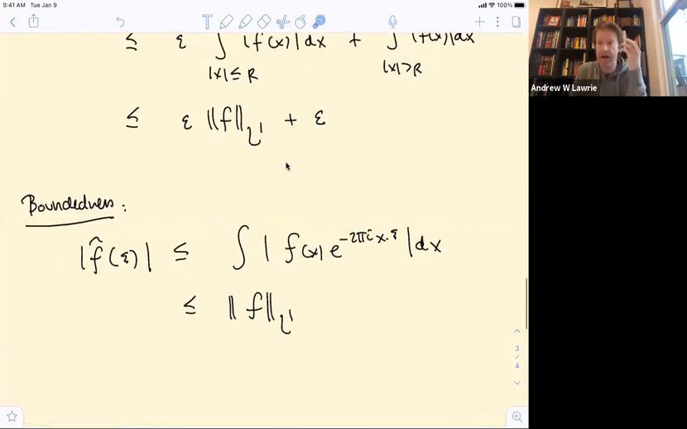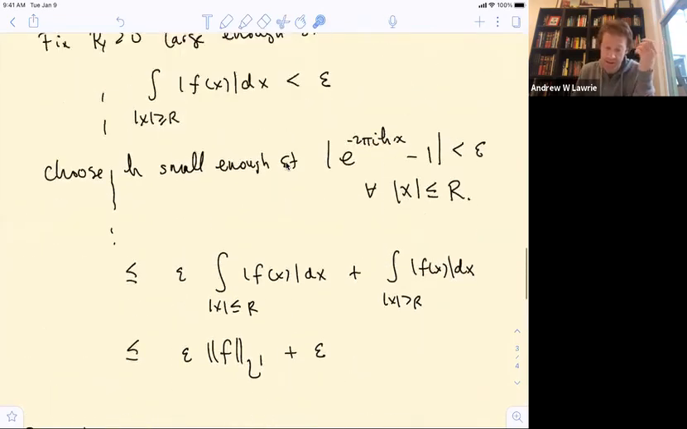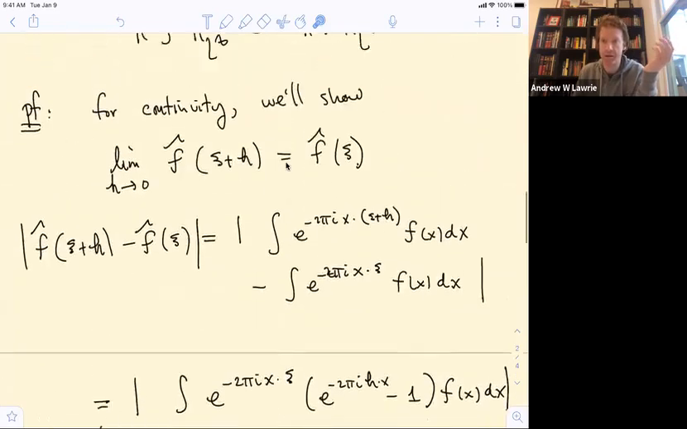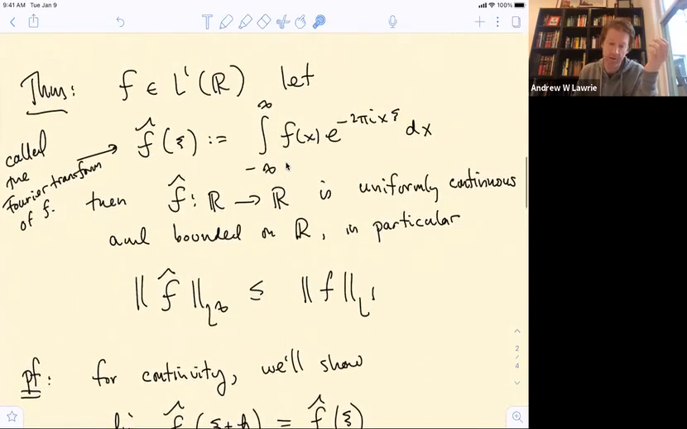Okay, so what this theorem tells us is that the Fourier transform makes sense as an object. It's continuous in L1, so it's a mapping from L1 into the continuous functions, right?